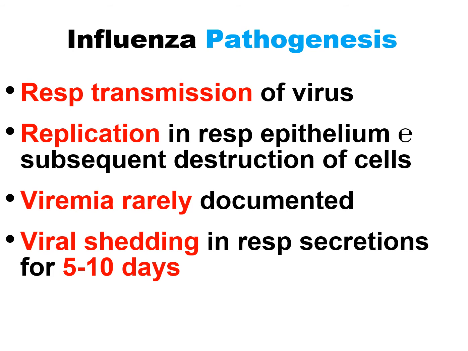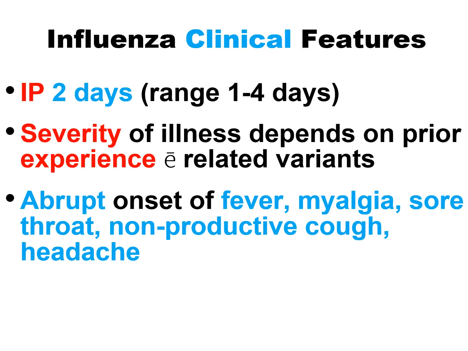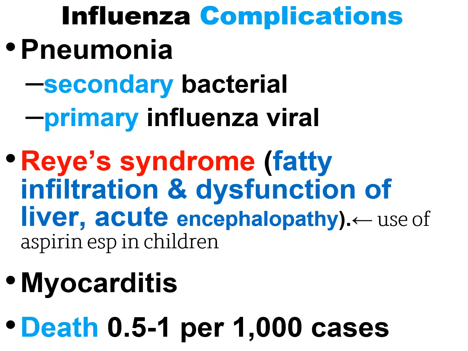Pathogenesis of influenza: respiratory transmission of virus, replication in respiratory epithelium with subsequent destruction of cells, viremia rarely documented, and viral shedding in respiratory secretions for 5 to 10 days. Influenza clinical features: incubation period 2 days; severity of illness depends on prior experience with related variants. So if the human has prior experience, it will be less severe. Abrupt onset of fever, myalgia, sore throat, non-productive cough, headache.